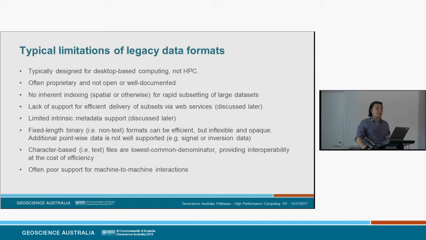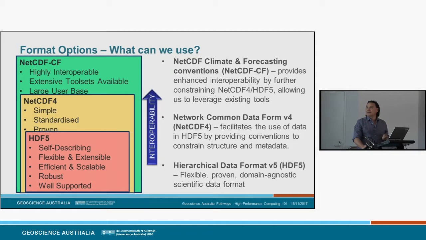So the character-based ones in particular are very inefficient storage-wise, but they're more interoperable. People can see what's in them. But the very dense binary formats have the other problem. They're very hard to understand unless you know exactly what's in them, but they're more efficient in terms of storage. And what we're aiming for is an environment that supports machine-to-machine interaction. So this is perhaps straying a little bit outside the pure HPC, but we have to look at these aspects when we're preparing our data.